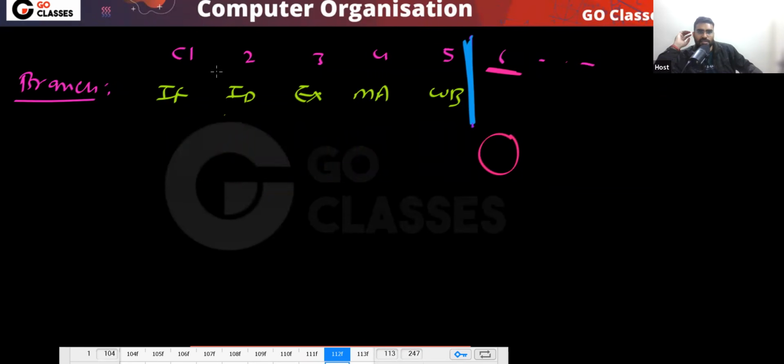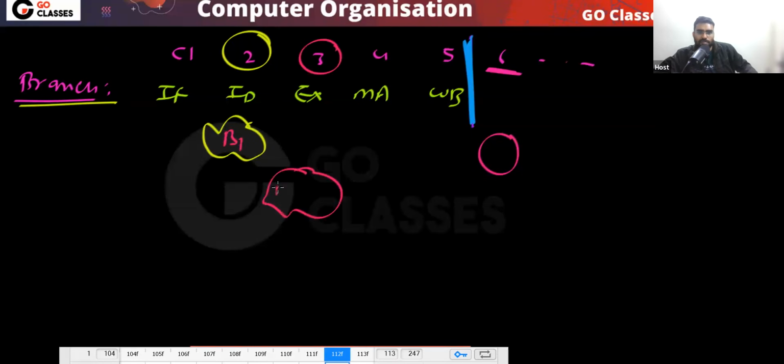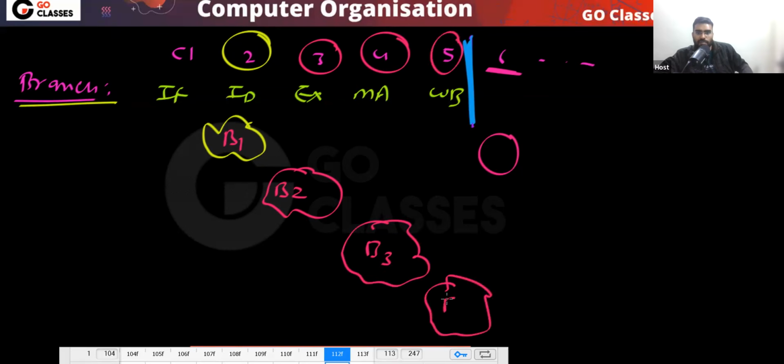This is your branch instruction. Now I2 you cannot fetch. In the next cycle, there will be a bubble. This is your bubble B1. In this cycle also there will be a bubble, and in this cycle also, and in this cycle also. But finally, here you will be able to fetch I2.